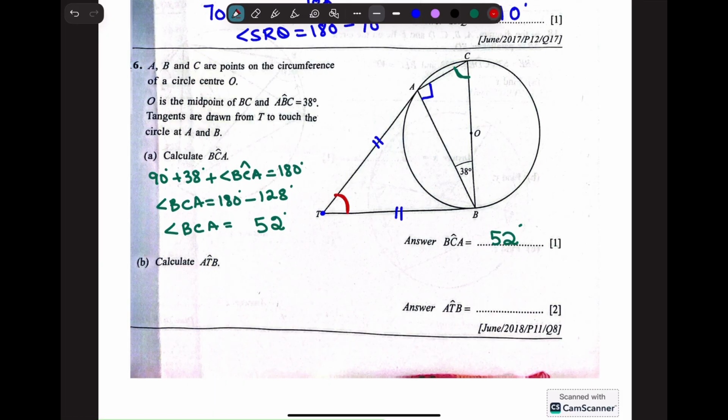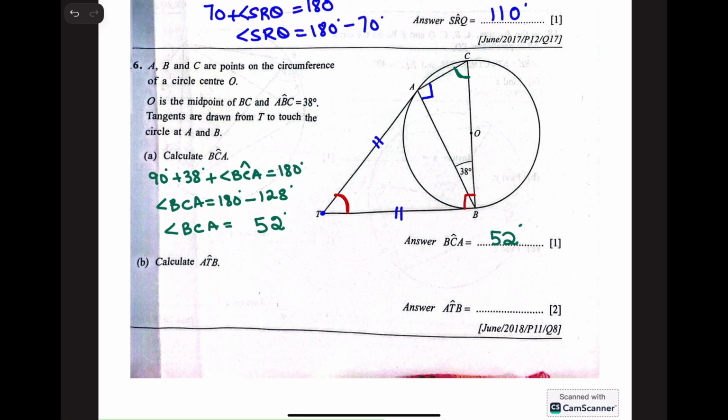So they want us to find this angle. Okay, so how are we going to do that? Okay, so we know that a radius and tangent make a 90-degree angle, right? So let's mark this as 90 as well.